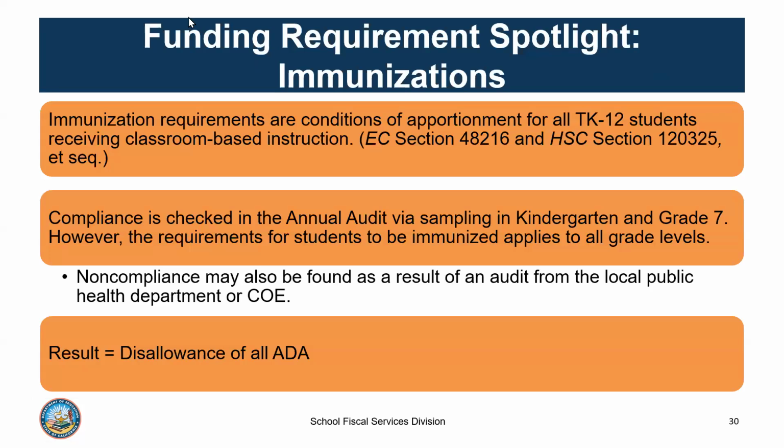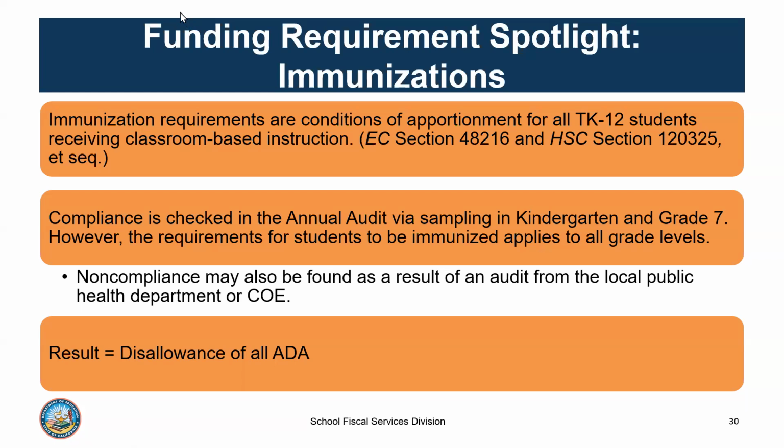As stated on the previous slide, the immunization requirement is a condition of apportionment, meaning that LEAs face fiscal penalties when they are out of compliance. The annual audit will verify that a sample of kindergartners and 7th graders have received the necessary immunizations in order to participate in in-person instruction and generate ADA.